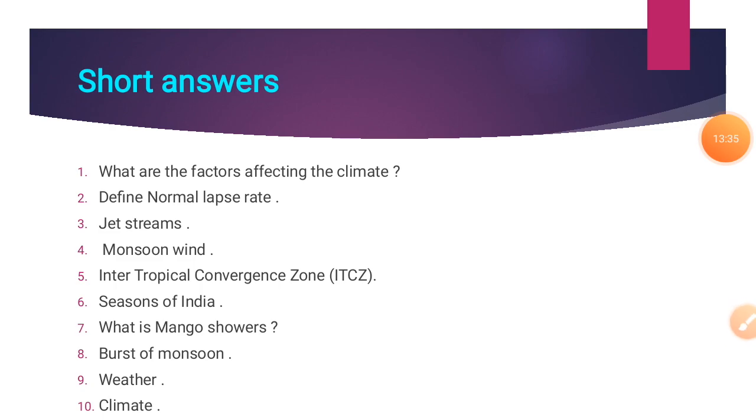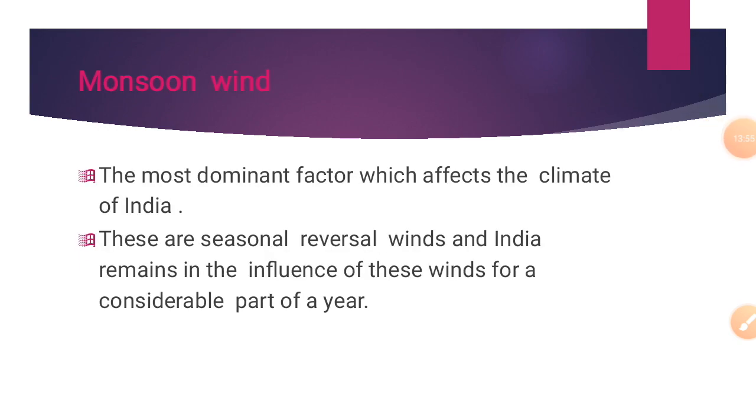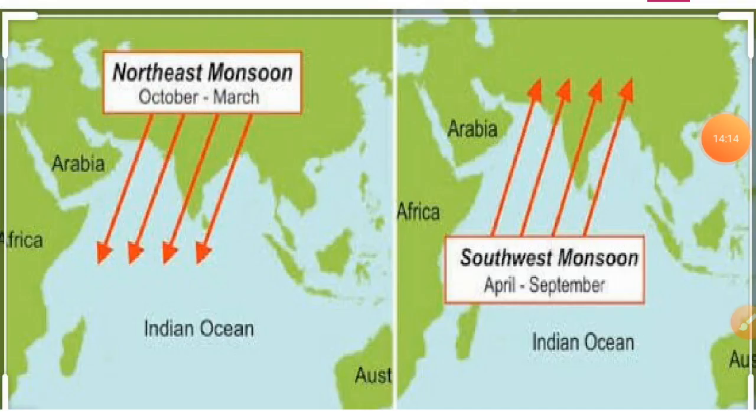The next most important question is, define normal lapse rate. Normal lapse rate is, temperature decreases at the rate of 6.5 degrees Celsius for every 1000 meters of ascent. It is called normal lapse rate. The next important question is monsoon wind. Monsoon wind is the most dominant factor which affects the climate of India. These are seasonal reversal winds, and India remains under the influence of these winds for a considerable part of a year.